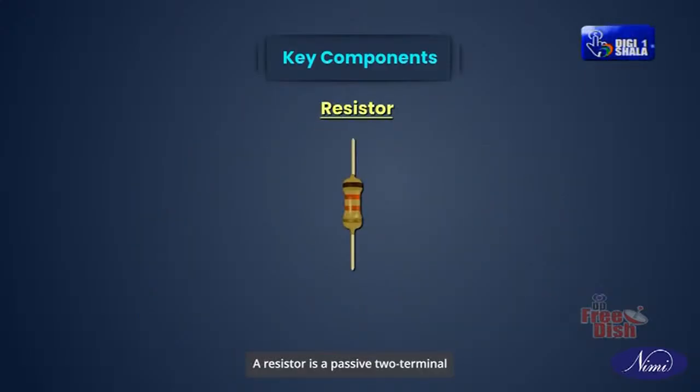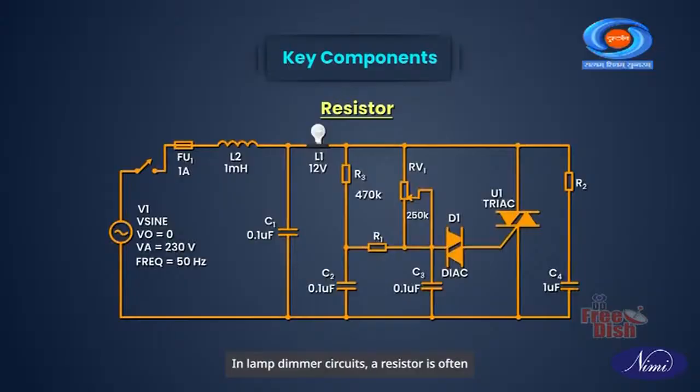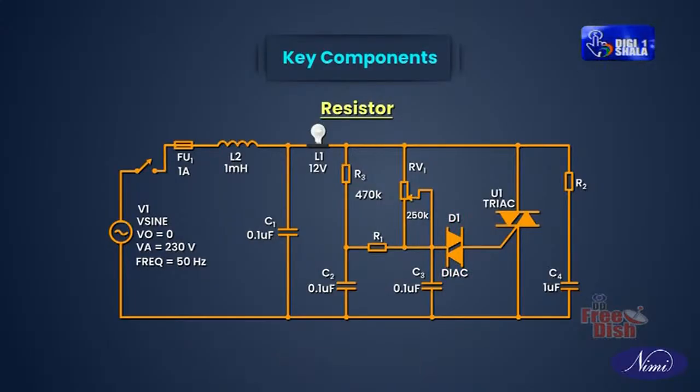Resistor. A resistor is a passive two-terminal electrical component that opposes the flow of current. In lamp dimmer circuits, a resistor is often used to limit the current flowing through a diac and protect it from damage. It is typically connected in series with the diac to ensure proper operation and prevent excessive current flow.